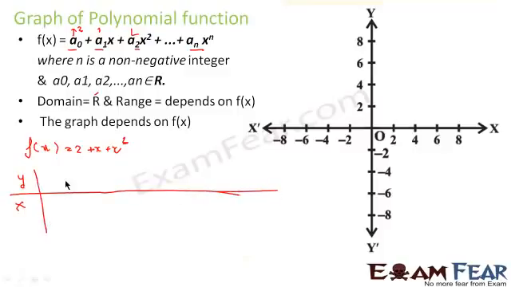Now I give x as 0. You give 0, y is equal to 2 plus 0 plus 0, which is 2. You give x is equal to 1. What you get? 2 plus 1 plus 1, that is 4. You give x equal to minus 1. What you get is minus 1 plus 1, 0 plus 2, 2.